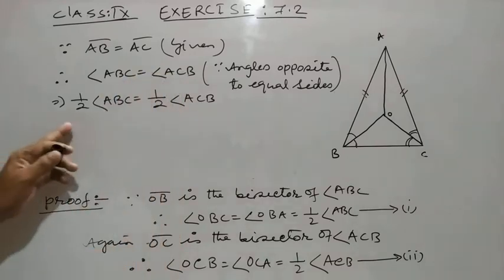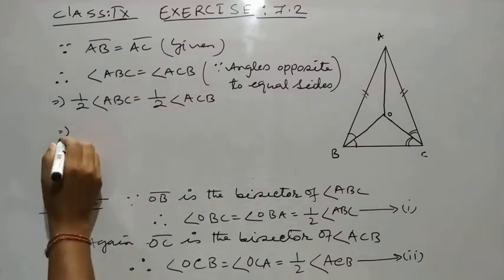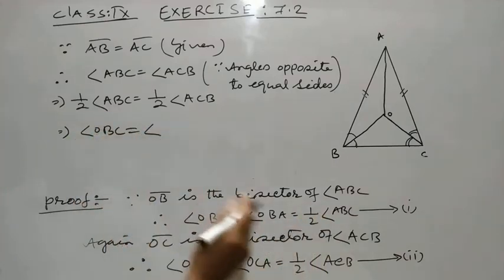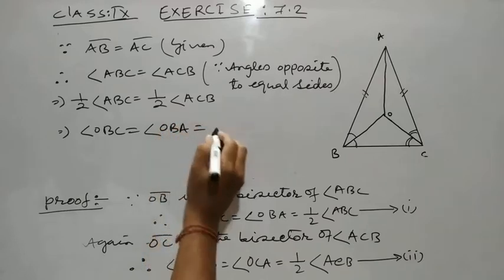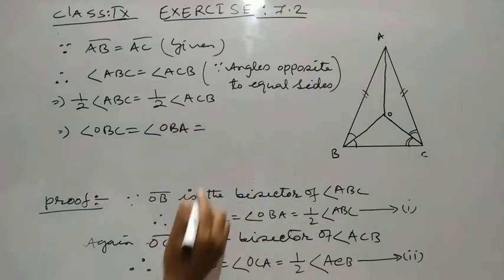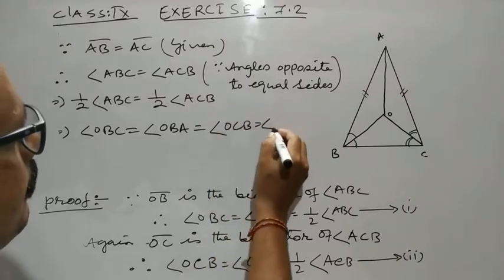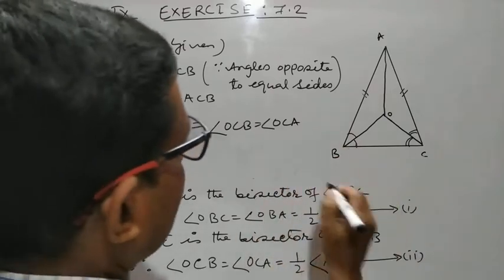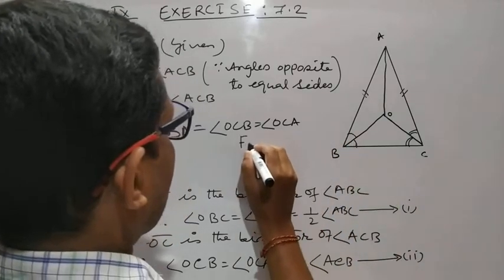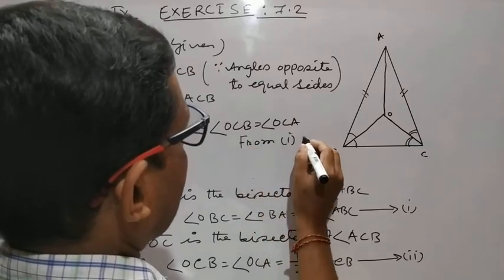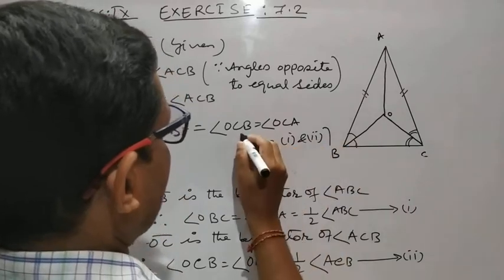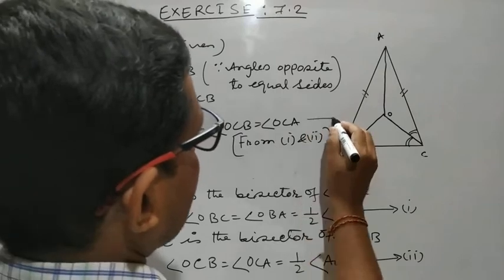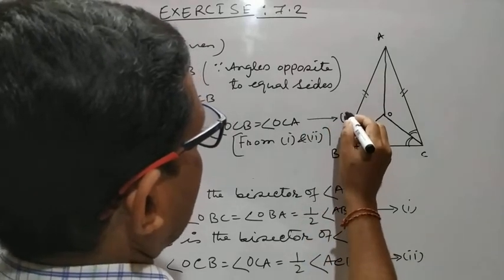If these two are equal then their half will also be equal. This implies that half angle ABC means angle OBC equal to angle OBA, and half angle ACB means angle OCB equal to angle OCA, from 1 and 2. We can write this and let this be number 3.